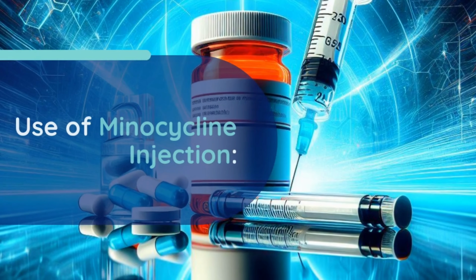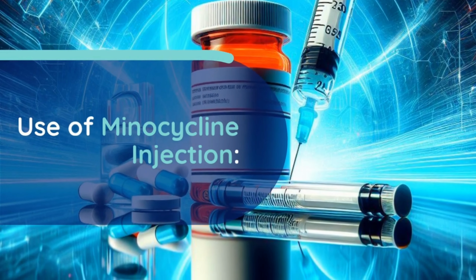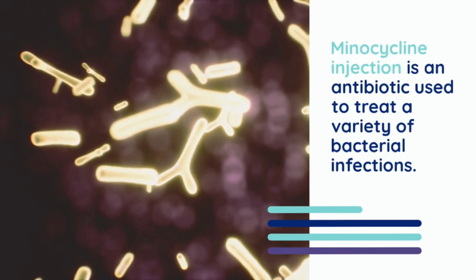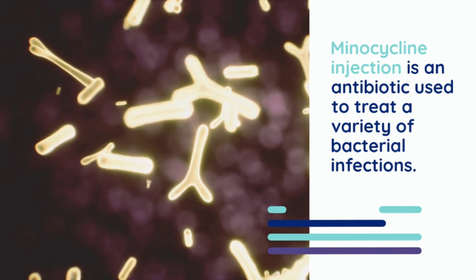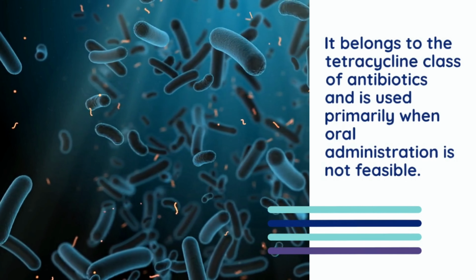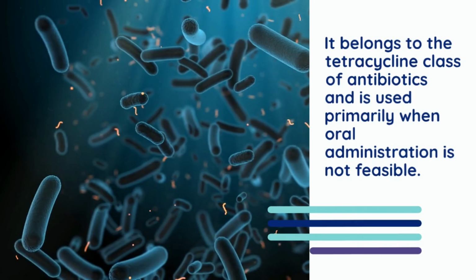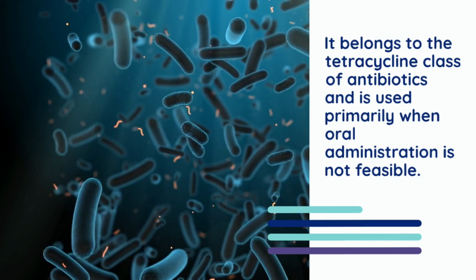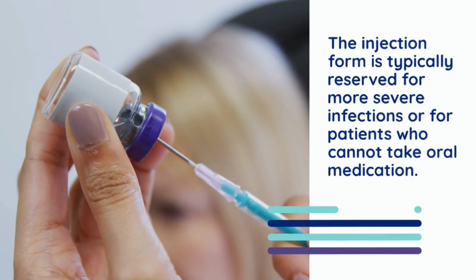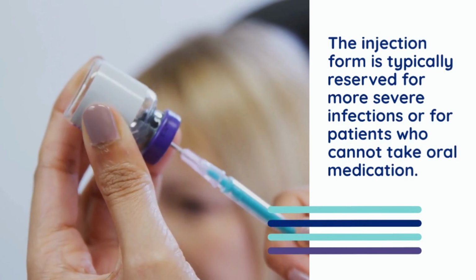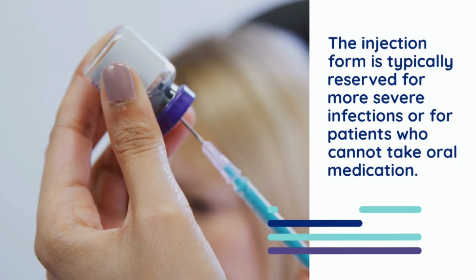Now, let's get started. Use of Minocycline Injection. Minocycline injection is an antibiotic used to treat a variety of bacterial infections. It belongs to the tetracycline class of antibiotics and is used primarily when oral administration is not feasible. The injection form is typically reserved for more severe infections or for patients who cannot take oral medication.